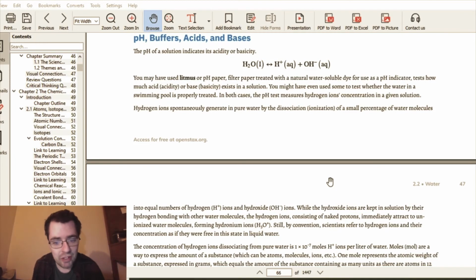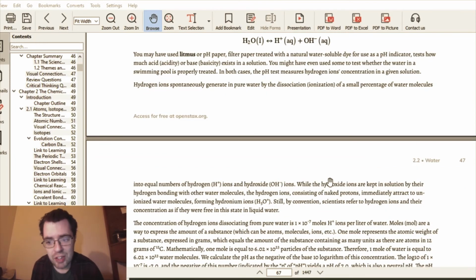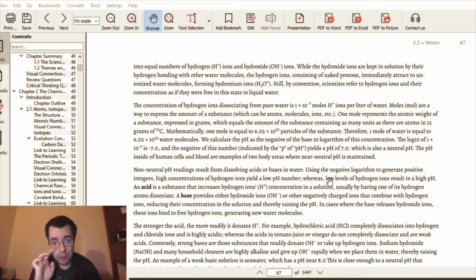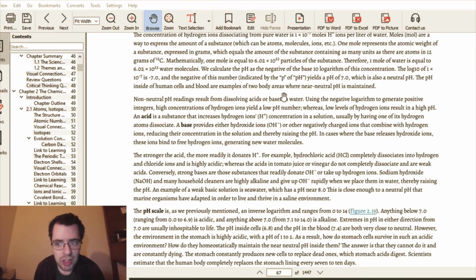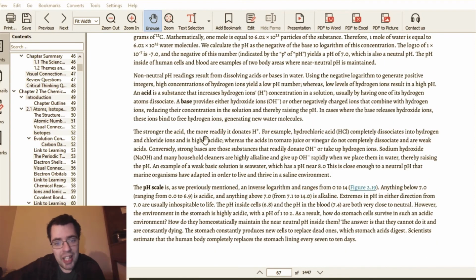Pure water spontaneously generates hydrogen ions by the dissociation of a small percentage of water molecules into equal numbers of hydrogen ions and hydroxide ions. And we're going to get through all this because none of this is really that important. Non-neutral pH readings result from dissolving acids or bases in water. Using the negative logarithm of hydrogen ion concentration to generate positive numbers, high concentrations of hydrogen ions yield a low pH number, whereas low levels of hydrogen ions result in a high pH level.